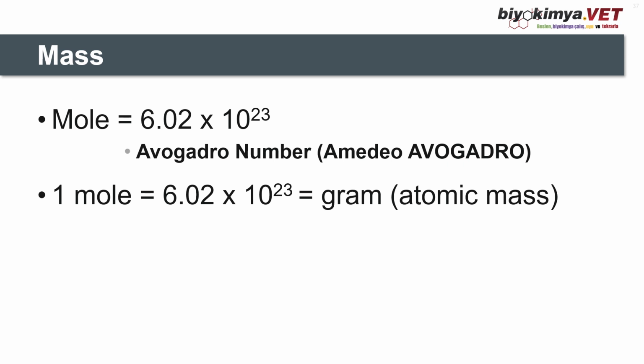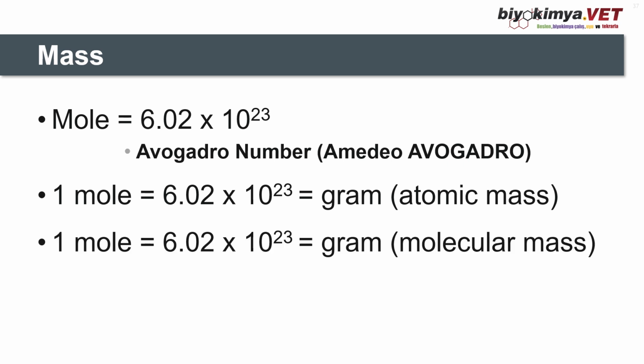And 1 mole, I said, 6.02 times 10 to the power 23, which equals the atomic mass in grams. And also, if it's a molecule, molecular mass in grams. Such as here, the iron, its atomic mass is 56. So this means 1 mole of iron means 56 grams of iron.